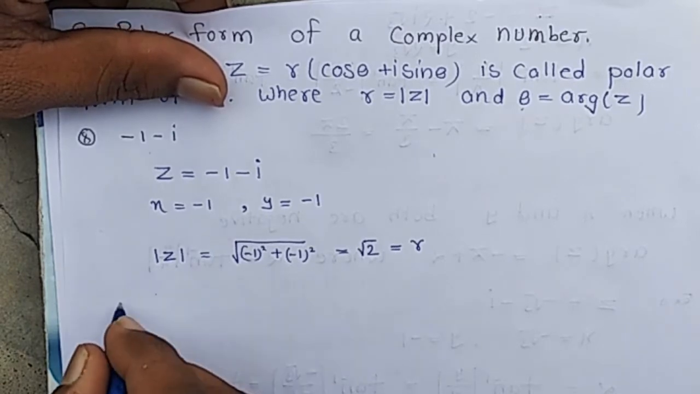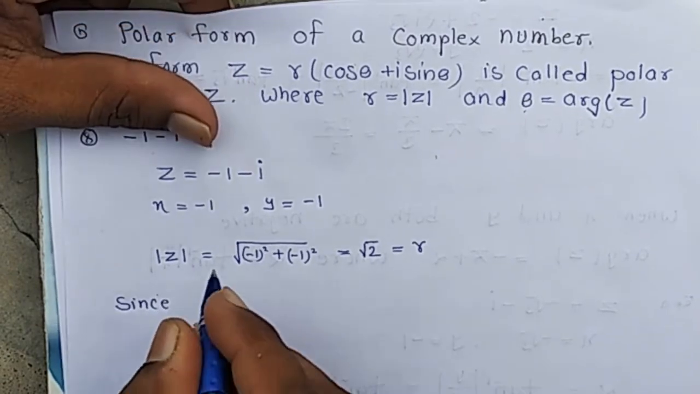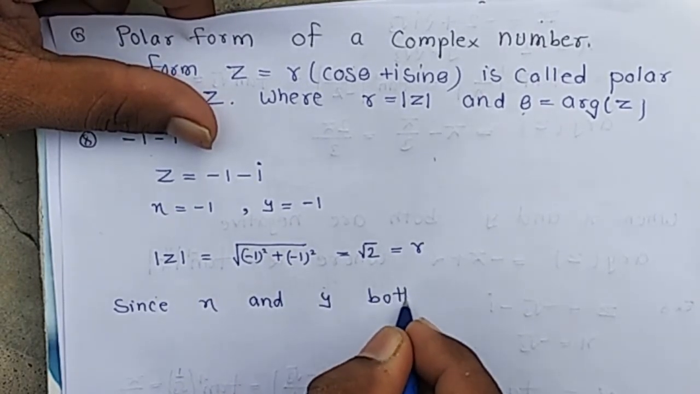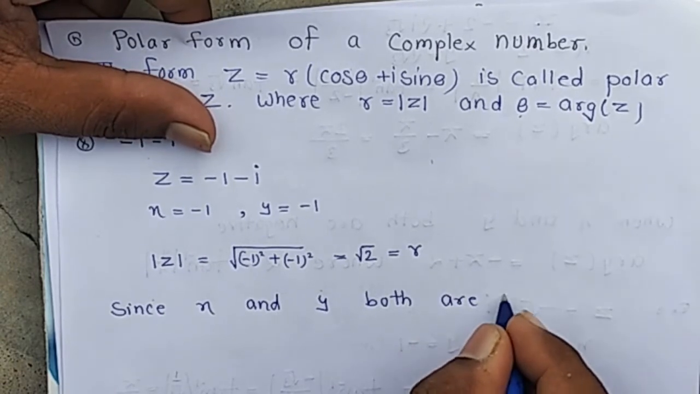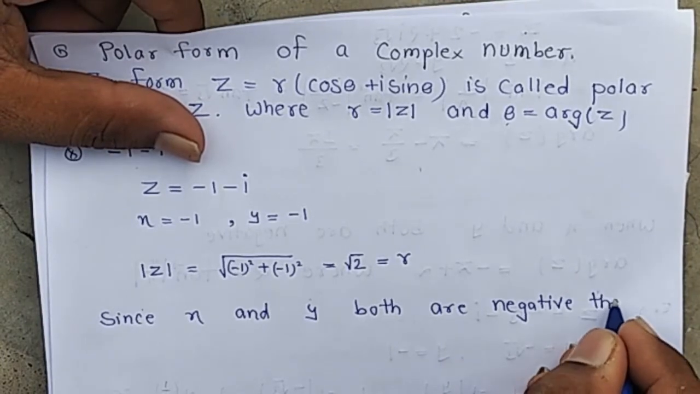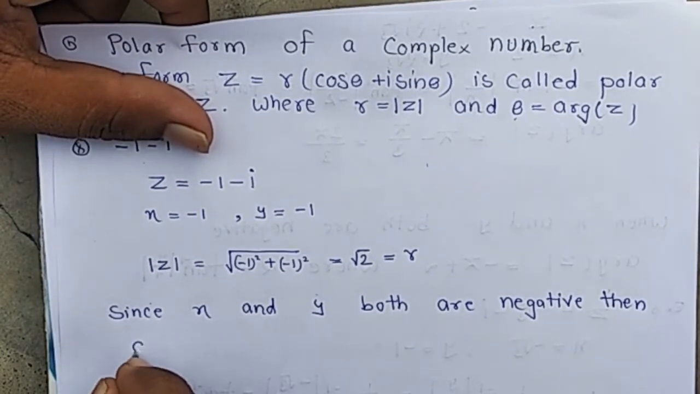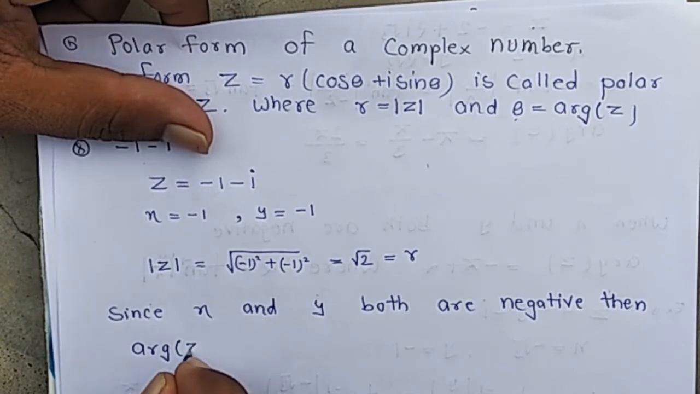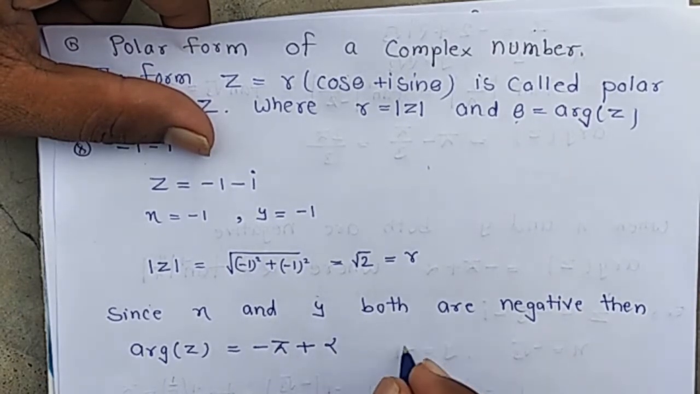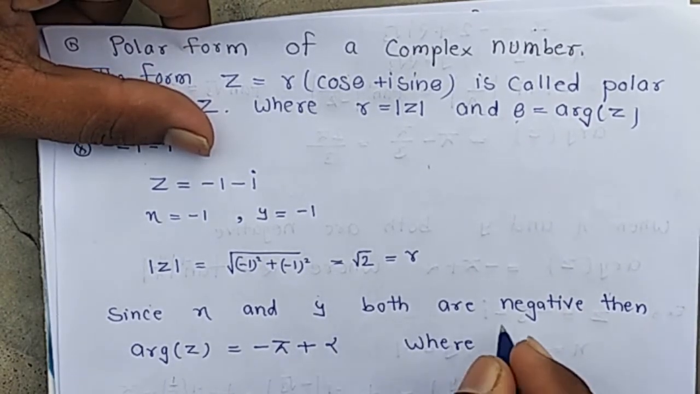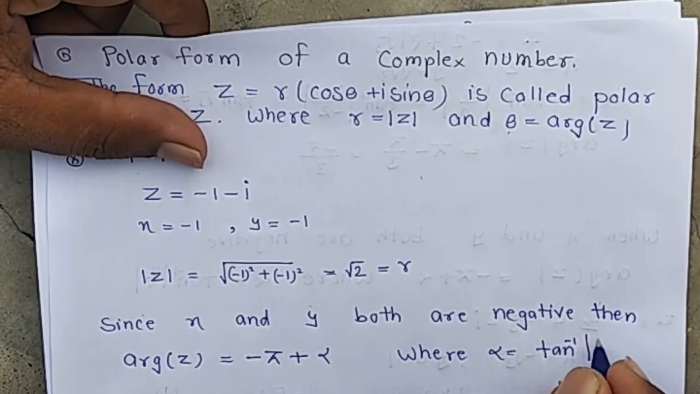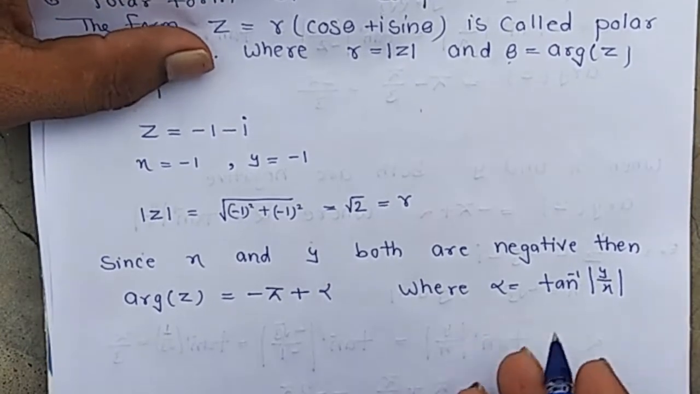Since x and y both are negative, then the argument of z is equal to -pi plus alpha, where alpha equals tan inverse of y by x. Put the value.